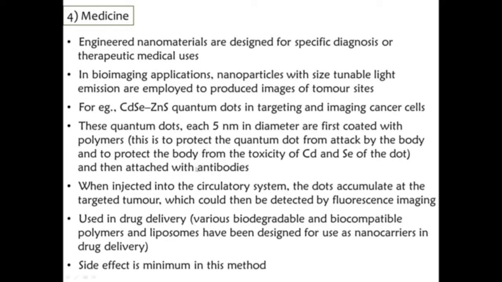Then this can be attached with an antibody and go directly to the site we are targeting. When injected into the circulatory system, into the bloodstream, the quantum dots accumulate at the target tumor. It will go directly to the tumor, or we can engineer it to go to the tumor, which could then be detected by fluorescent imaging. From the outside we give fluorescent screening. Because of the fluorescent property of the material, it will give a very good image of the particular location, so they can identify it.